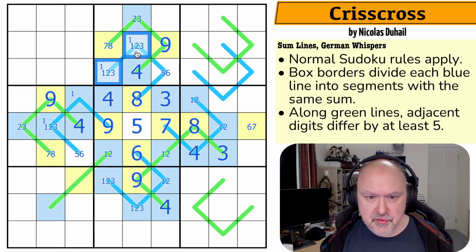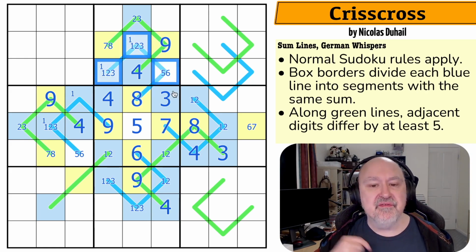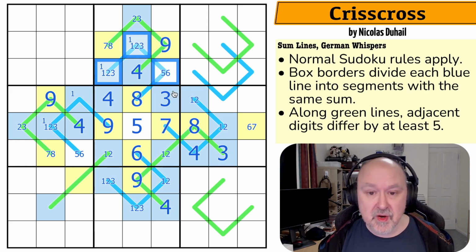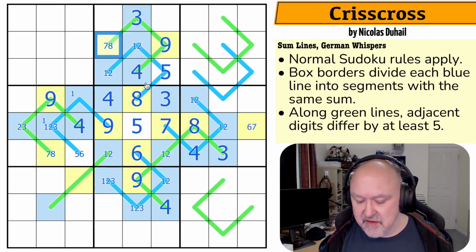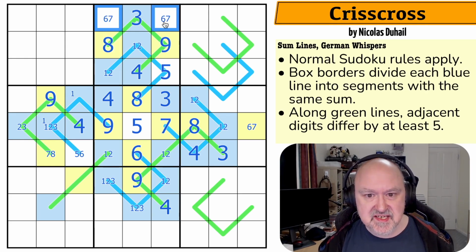These are 1, 2, 3, but these sum to 8. So it has to be 1, 2, 5, the absolute minimum, because 1, 2, 5 sums to 8. So this is the 5, and these are 1, 2. This is now the 3, which can't go next to 7. They're only 4 apart. That's the 8. These are the high digits, which are 6 and 7. And the 7 is looking up, making that the 6 and that the 7.